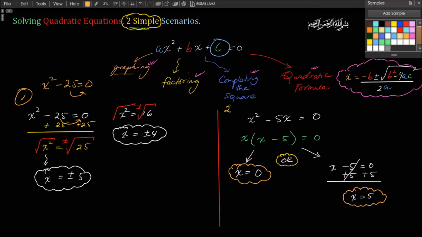The second scenario is over here, where the constant term, the third term, is missing. In this case, you factor out an x over here, and then you use the zero product property to solve the equations.